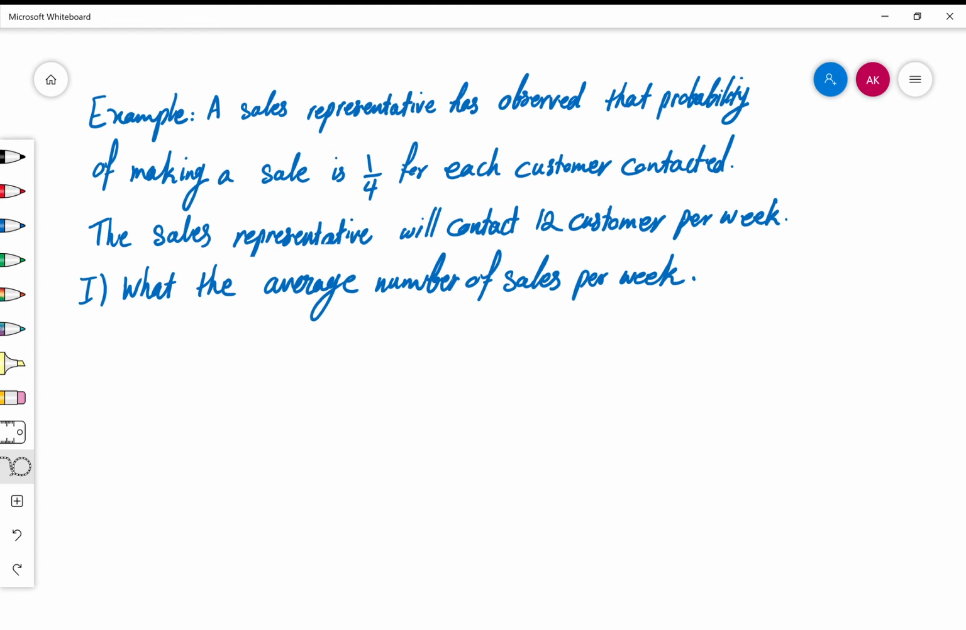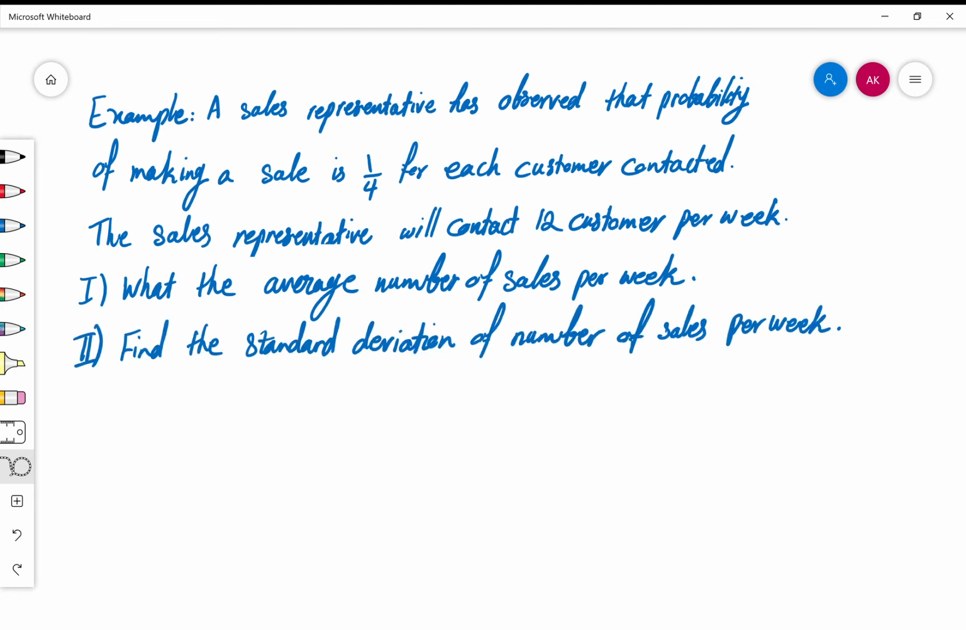Then we need to find the average number of sales per week, and second, find the standard deviation of the number of sales per week. So this is the question.